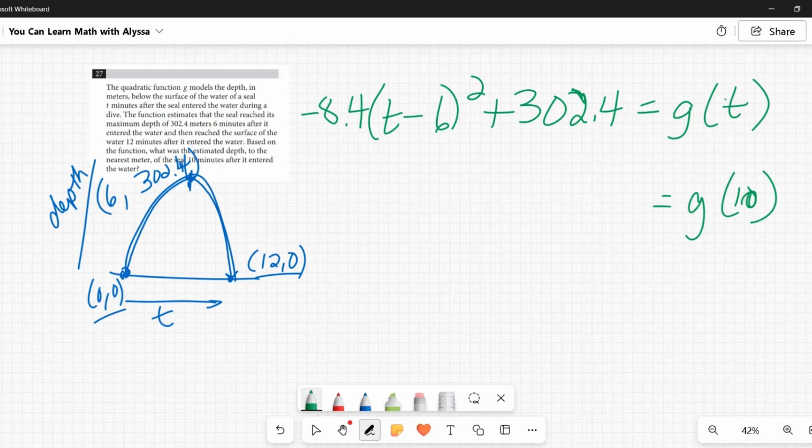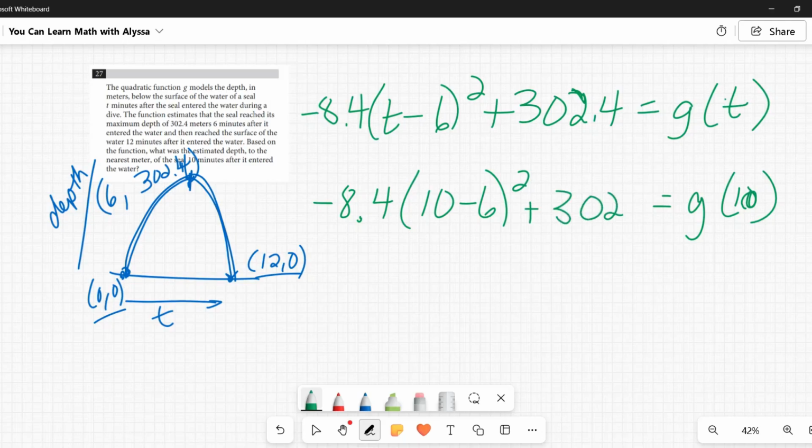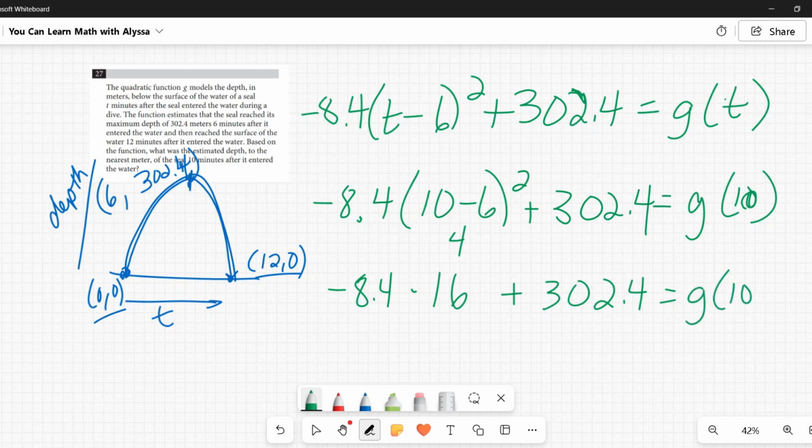Well, let's figure that out. Let's plug in 10. So negative 8.4 times 10 minus 6 squared plus 302.4. 10 minus 6 is 4. 4 squared is 16. So 16 times negative 8.4 plus 302.4 is going to equal my g of 10. And negative 8.4 times 16 is negative 134.4. No, I did not do that one in my head. I actually had it written down here. I came prepared today.